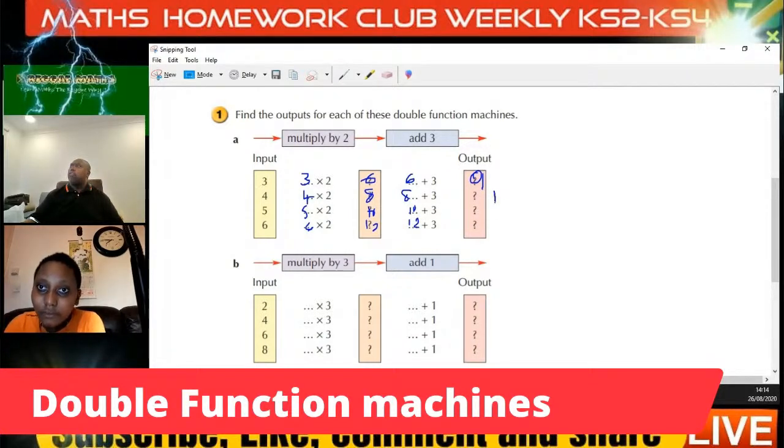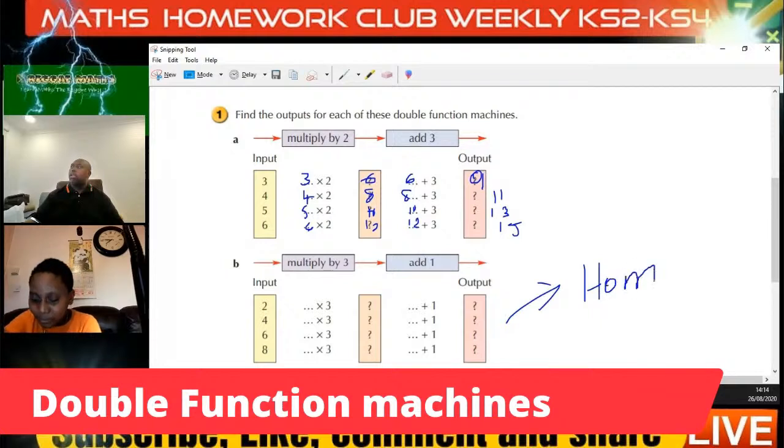So that's 11, check your answer, right? 13, I'll put 13 for that one, and then 15. Okay? Did you get the chance to do this one? I'm going to leave that for homework for you. Have a go at that for homework, yes? I'll put 10 and 12.